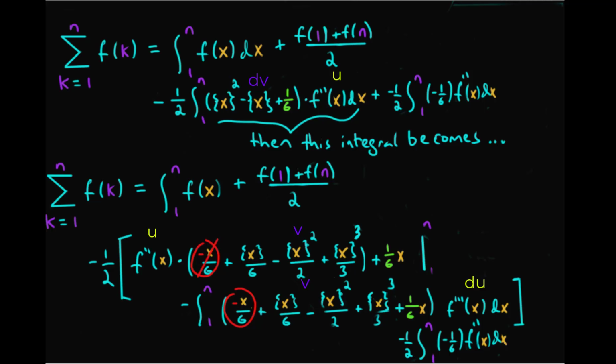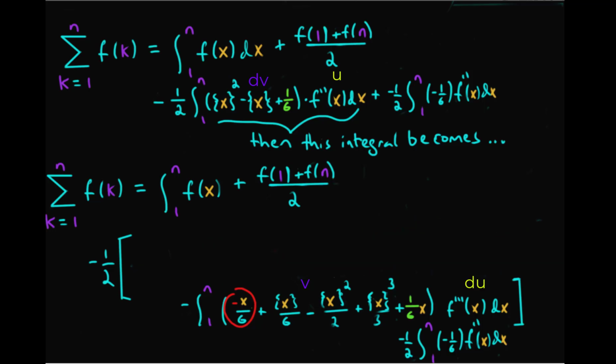The negative x over 6 term, which was causing us so much grief, is actually canceled out by the plus 1/6 x. And because, again, the fractional part of x equals 0 at the boundaries where it's being evaluated, at the integer values 1 and n, that whole term v equals 0, so we get f double prime of x times 0, so that entire uv expression just cancels away.